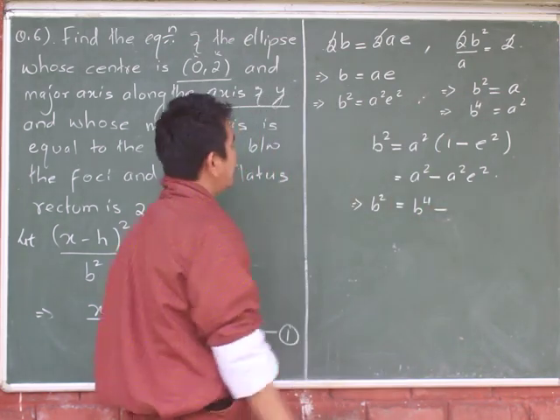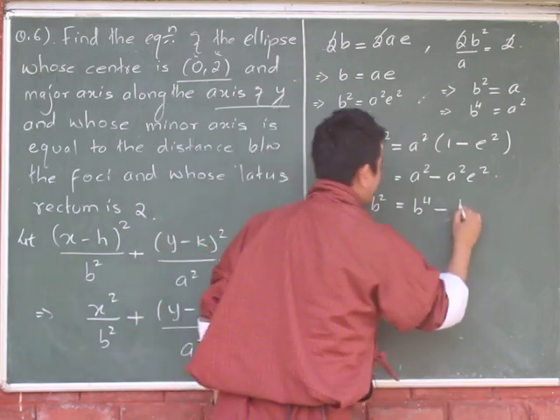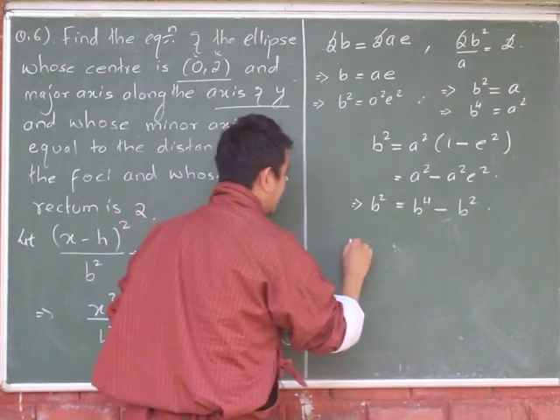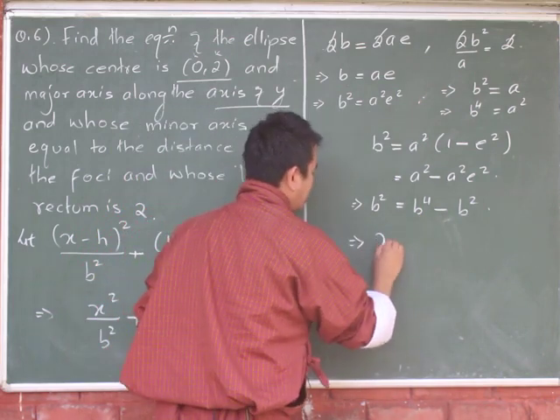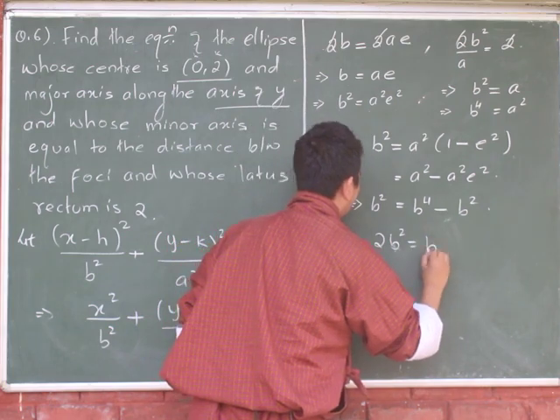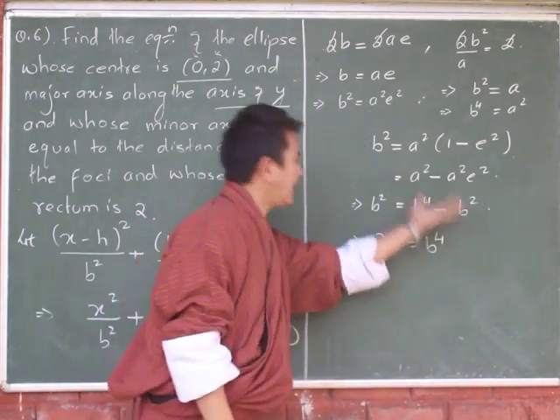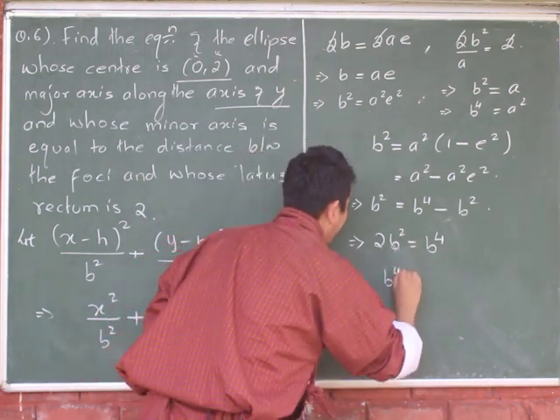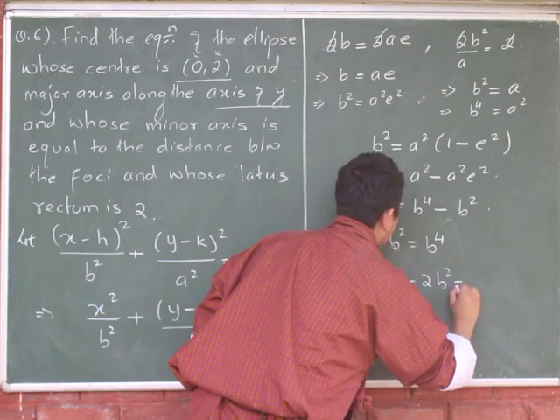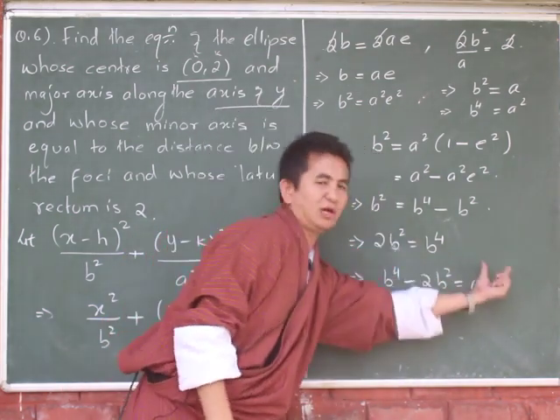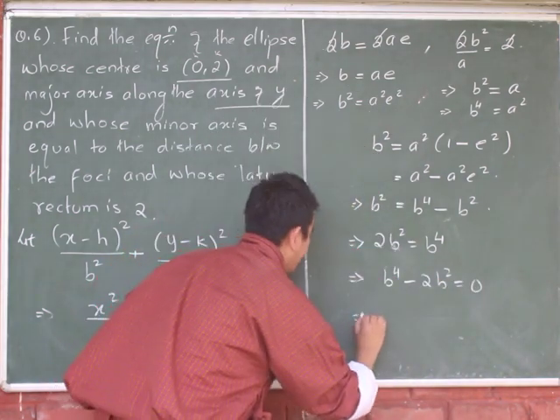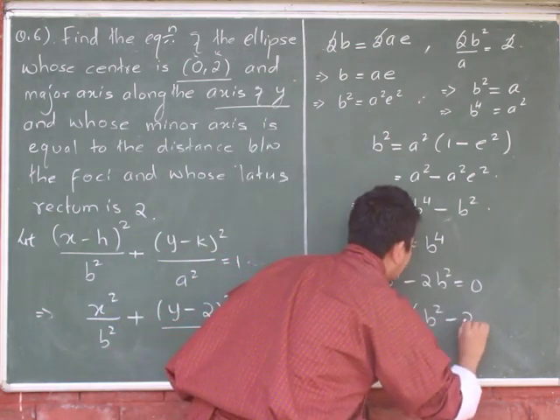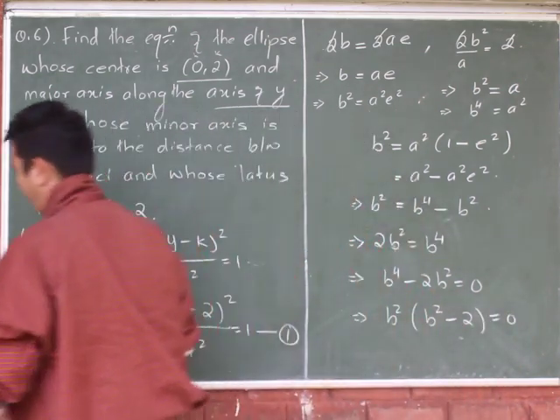E square. What's the a square square? A square e square is b square. Is that correct? Okay, so that implies we have now 2b square is equivalent to b raised to 4. Bring minus b square this side, then add it. Then I can rewrite this one as b raised to 4 minus 2b square is equal to 0. I'm taking 2b square that side. From here what's common? B square is common, take it outside. We have b square minus 2 is equivalent to 0.